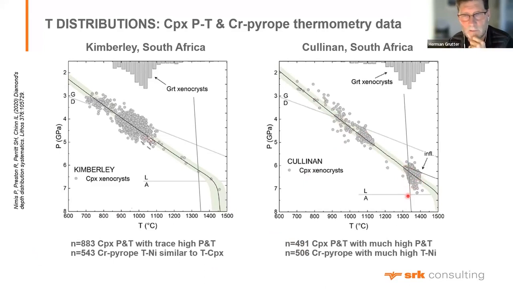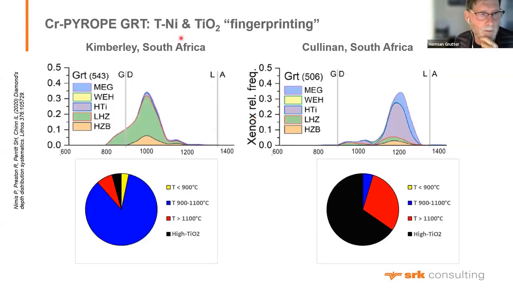We've seen that at Chidliac as well. The garnet thermometry gives you a very similar signal, high temperature data, very little at lower temperatures. And if you go to the nickel thermometry data sets that are now available as supplementary data sets to this publication, this is what is in the publication. It gives you a mantle sampling profile at a temperature distribution for Kimberley that has different types of garnets, including high titanium ones, megacrystic garnets, lherzolitic and harzburgitic garnets.